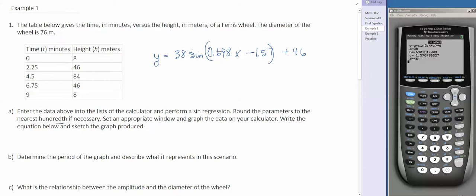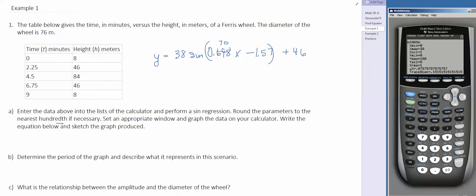Okay, so enter the data above, perform a sine regression, round the parameters to the nearest hundredth, and set appropriate windows for the data. So here are my window settings. I have 0 to 20, scale of 1. For the y, I have 0 to 100 with a scale of 5.